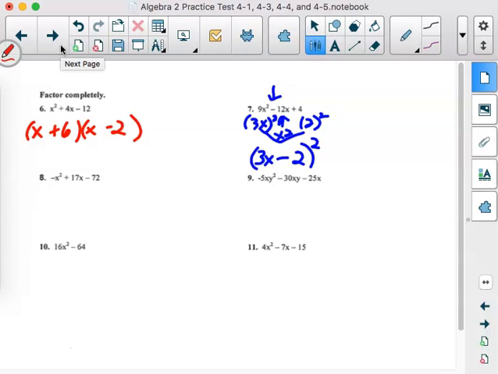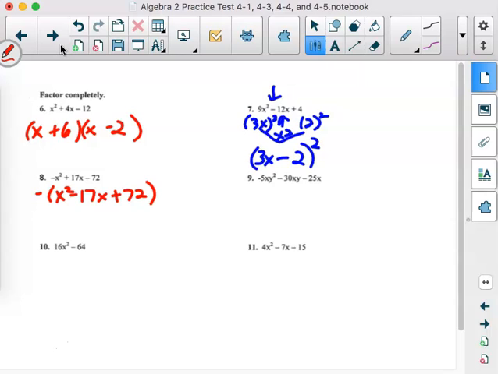Negative x squared plus 17x minus 72. Well, first things first, that negative can't be there. So even if we can't pull out anything else, we have to pull that negative out and factor it in front. And we can't pull out anything else, so pull that out and change all the signs, because when you pull a negative out, you're really finding the opposite of everything that you had to begin with.